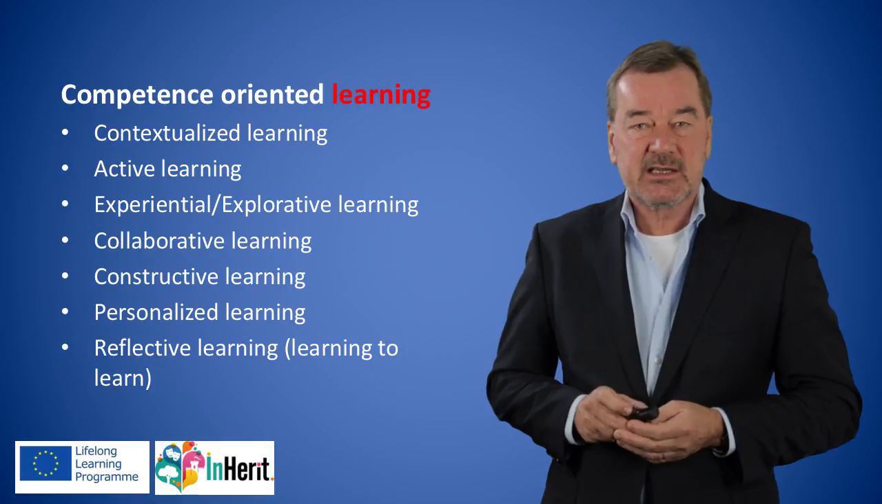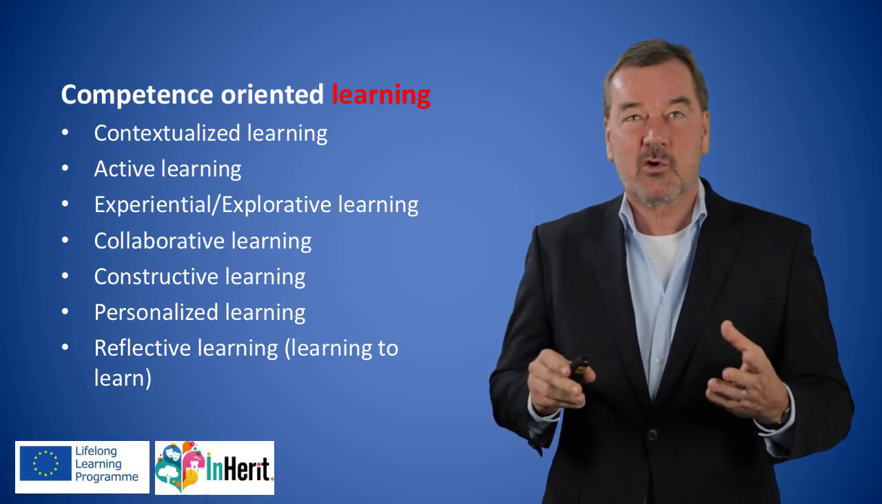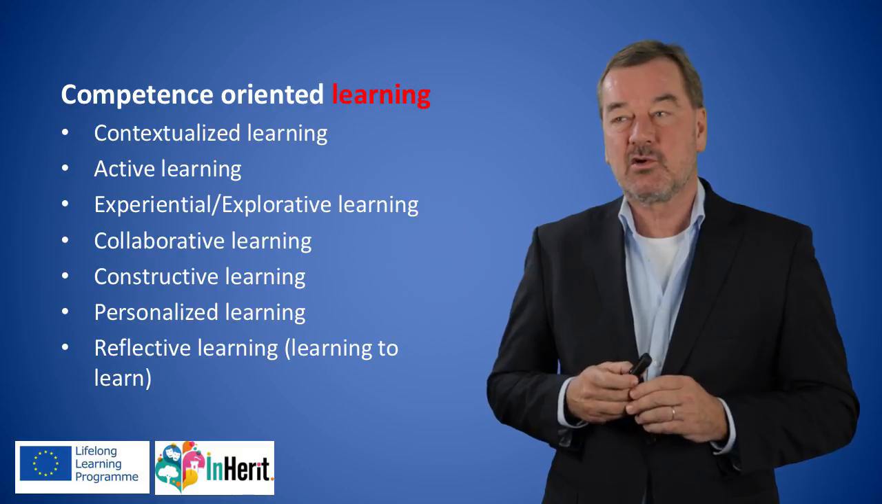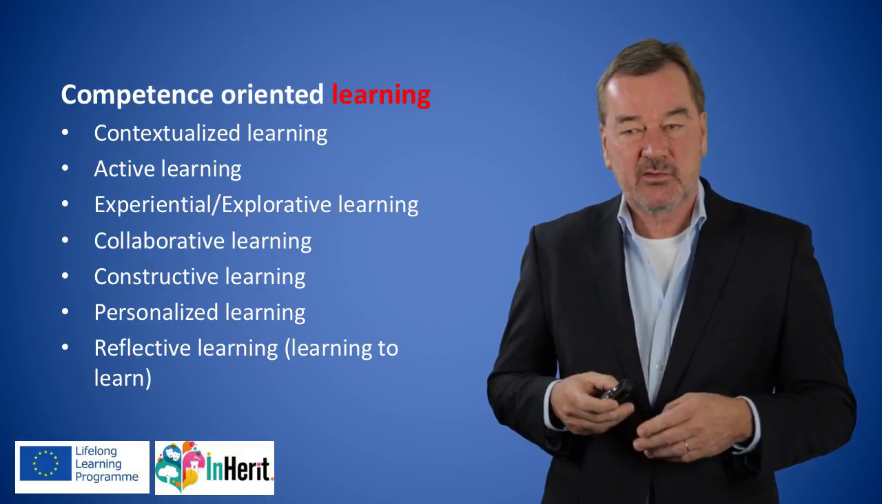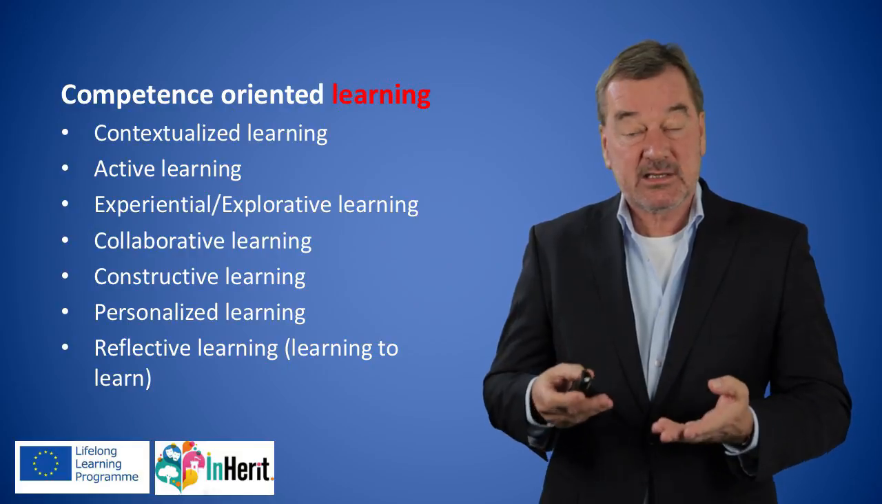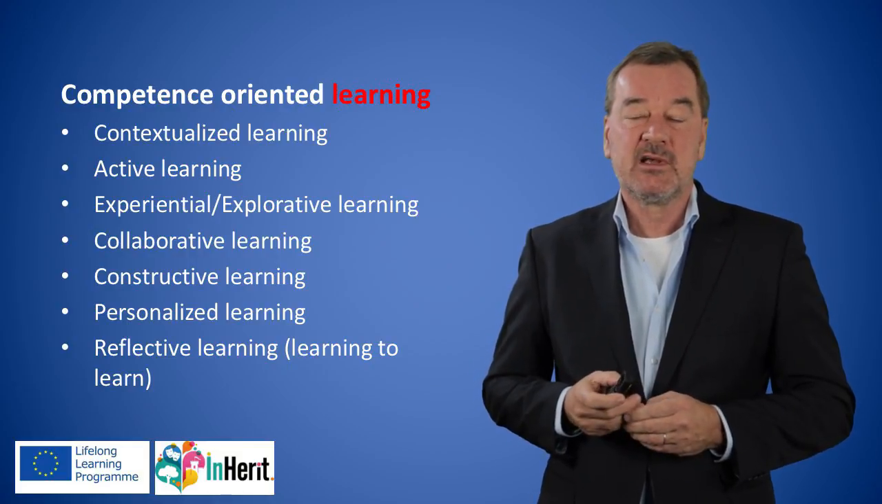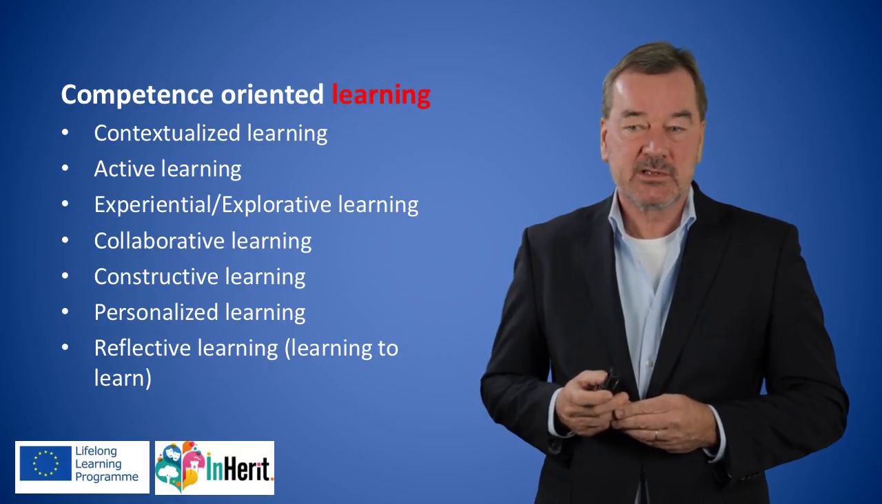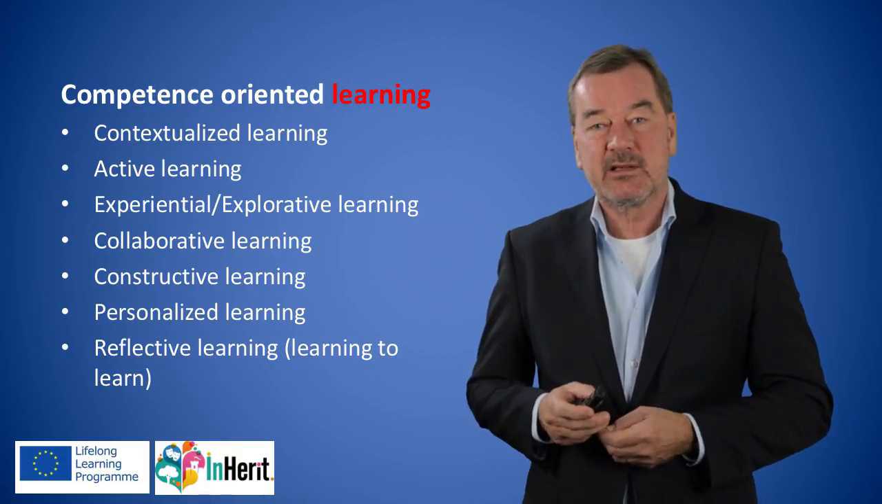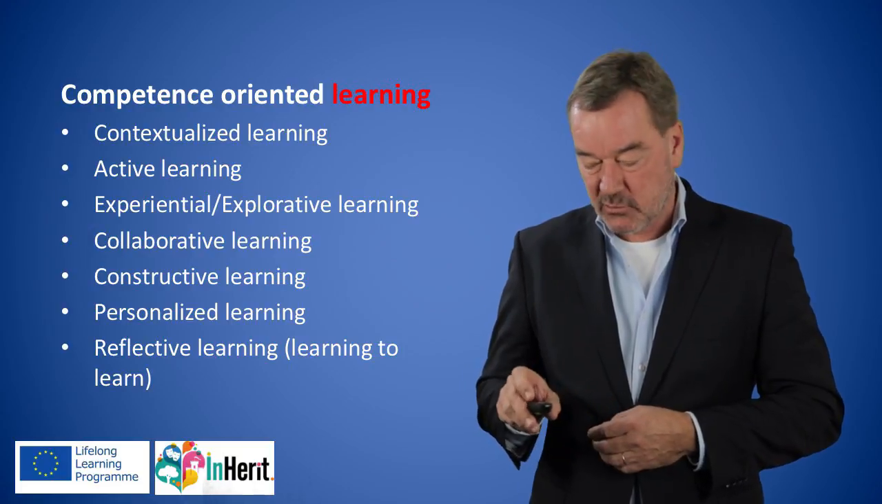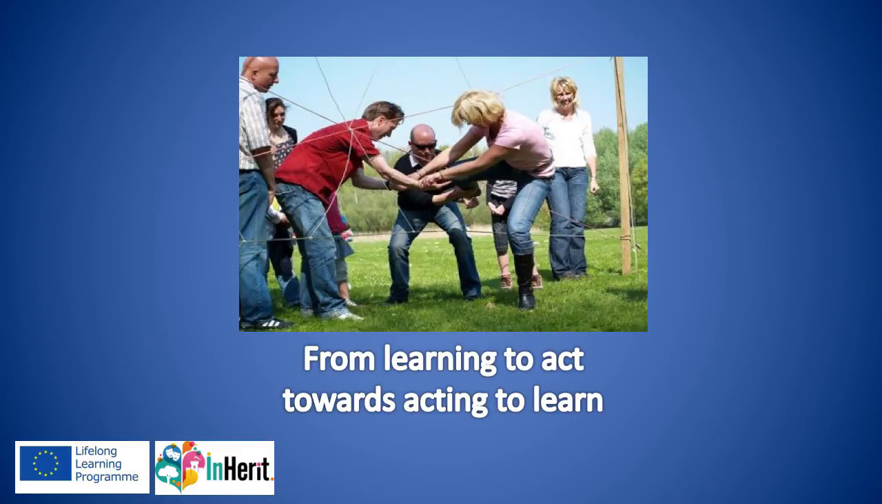Competence acquisition is never competence-oriented if it is not also including a reflective part. So the learning process as such is an object of reflection, so that by acquiring competences, you also add to your ability to acquire new competences in future. So what is the essential part of competence-oriented learning? Actually, if you would have to phrase it in one sentence, I would say it is from learning to act towards acting to learn.